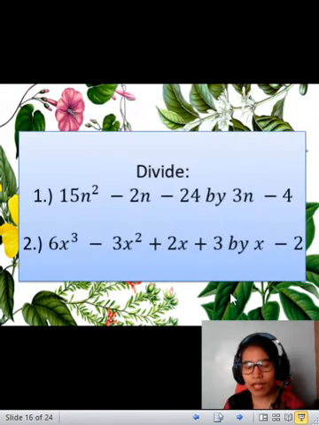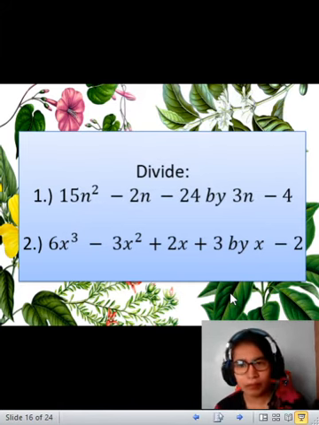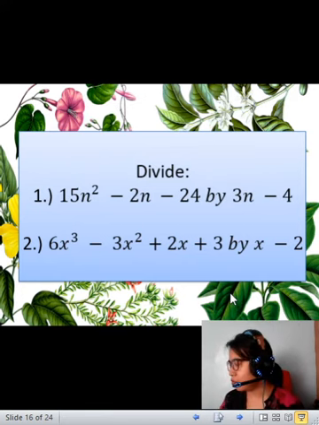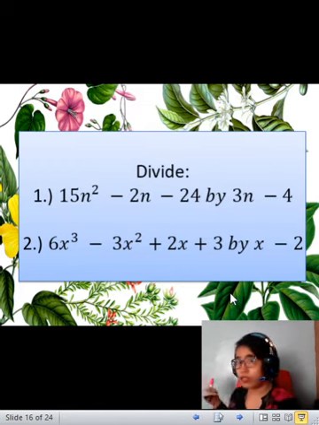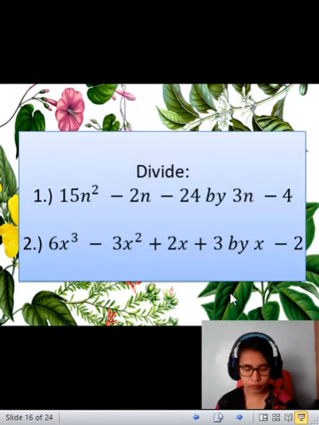How about if I have here polynomial by polynomial? It's the same with your multiplication. It will have many steps to be done. Okay, let me show the solution. I'll write it first.